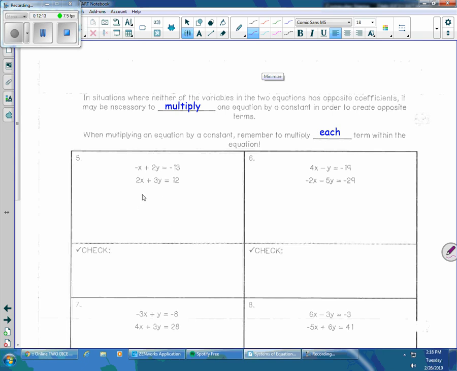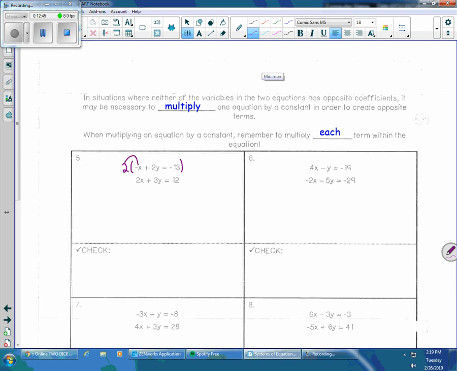So let's look at number 5 here. I've got -x plus 2y equals -13, and then I've got 2x plus 3y equals 12. To create a set of opposites, I need the same number coefficient but opposite signs. If you look at my x's, I've already got opposite signs on them. I just need to multiply this entire equation by 2. If I do that, I'm going to have a set of opposites. So I'm going to put parentheses around it, and everything is going to be multiplied by 2.